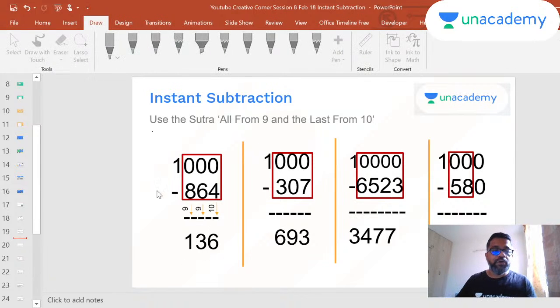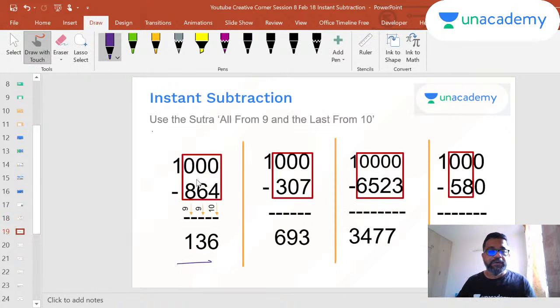The best part about subtraction is, all from 9, last from 10. I keep memorizing this, so I don't even need to write all those 9s. 9 minus 8 is 1. 9 minus 6 is 3. 10 minus 4 is 6. So this is very, very basic. There's nothing rocket science in this. I hope you can get this. All of this is all from 9, last from 10.